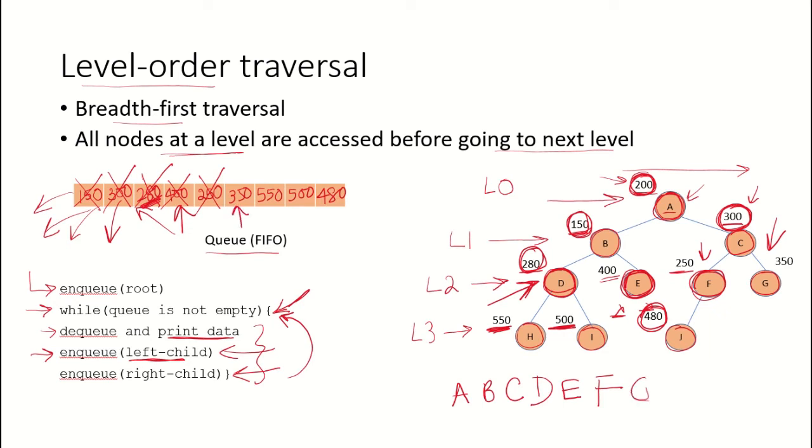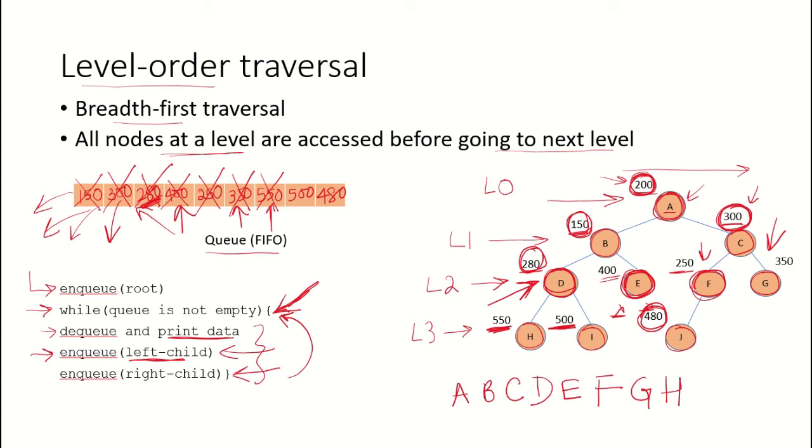Its data is G. So G will now be printed. It does not have any left or right child, so nothing is enqueued. We go back to the condition again. The queue is still not empty. 350 has been dequeued. Now we are at 550. So 550 will be dequeued and its data, H, will be printed. It does not have any left or right child, so nothing will be enqueued.